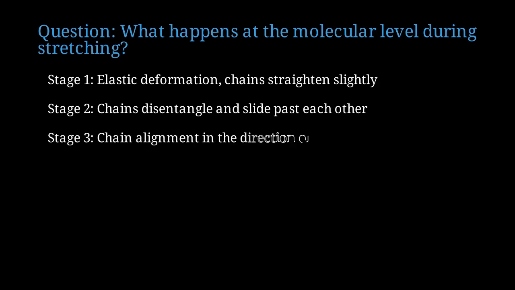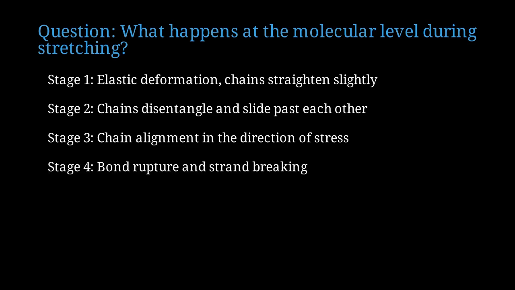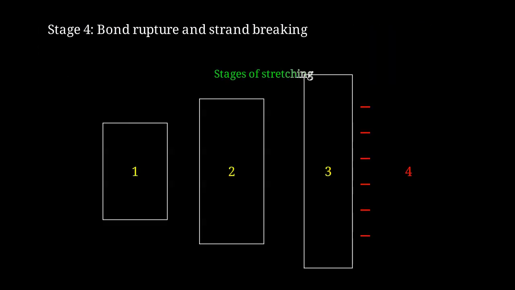In stage 3, continued stretching causes protein chains to become highly aligned in the direction of stress. The network becomes increasingly oriented. Finally, in stage 4, as chains approach their maximum extension, stronger bonds begin breaking irreversibly. Eventually, enough bonds break simultaneously that the cheese strand ruptures. This diagram shows the 4 stages. Stage 1 is slight deformation. Stage 2 is stretching with chain sliding. Stage 3 is high alignment and thinning.